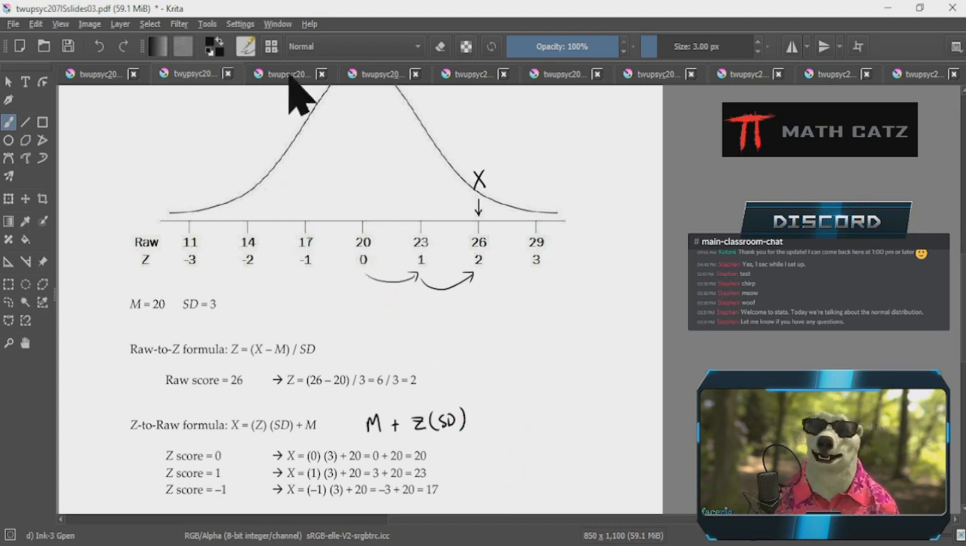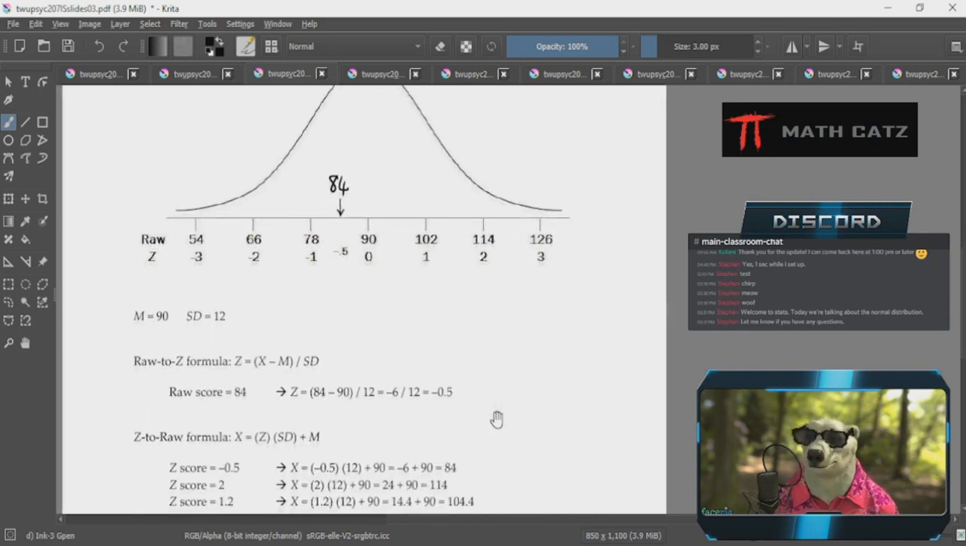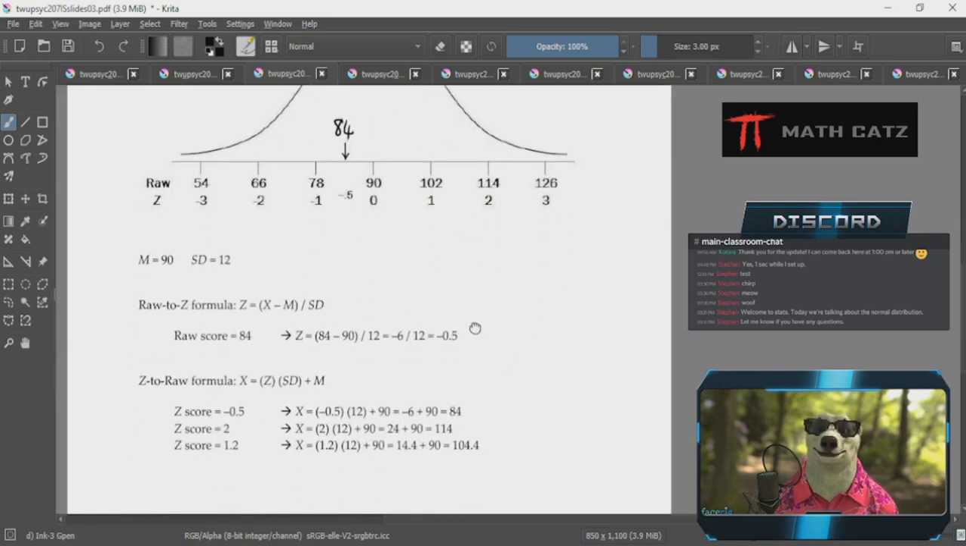They have the same information. For comparison purposes and for convenience, the z-score is there. Very convenient and a must. You can't live without it. It's too convenient. For this one, let's calculate maybe a z-score of negative 0.5. What does that mean, how is that interpreted in terms of my specific planning ability example?